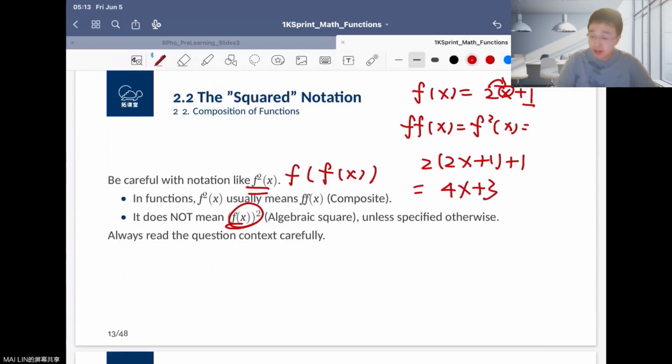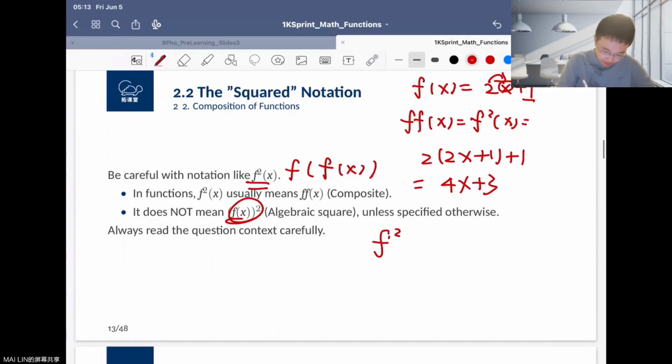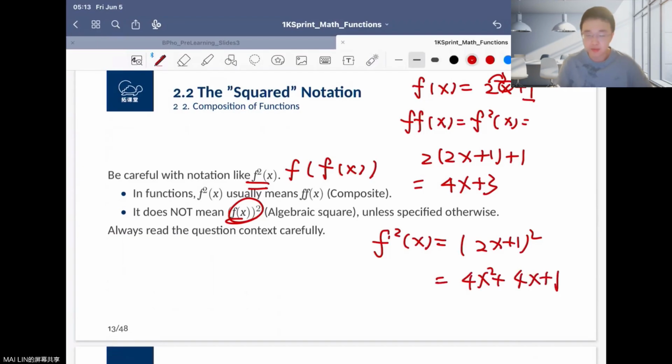That is f(f(x)), a composite function. But for exactly the square function, like (f(x))², it can be written down as (2x + 1)², that is 4x² + 4x + 1. So that is the difference between them, okay?